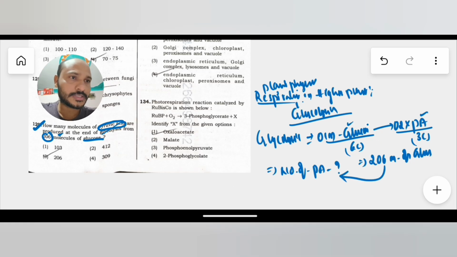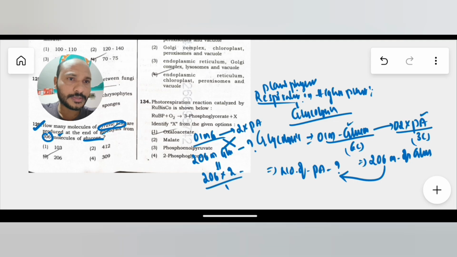So it is very simple. One molecule of glucose gives rise to two molecules of pyruvic acid. This is already given in the question. So there are 206 molecules of glucose, then how many pyruvic acids? Simply we do cross multiplication. So 206 into 2 by 1. If we multiply like this, 2 times 6 is 12, and here 1 and 4.